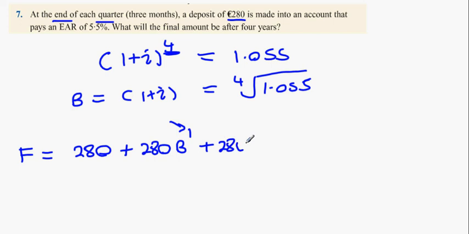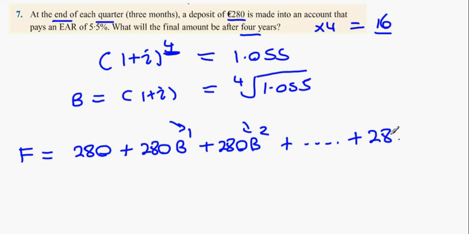The third last payment is in there for 6 months, but once again we use b to the power 2 because it's a quarterly rate. Now 4 years multiplied by 4 quarters a year is technically 16 payments, but the last payment was made at the end of the first 3 months, so the first one is not going to be in there for 16 quarters, it's going to be in there for 15 quarters. So it's going to be 280 by b to the power 15.